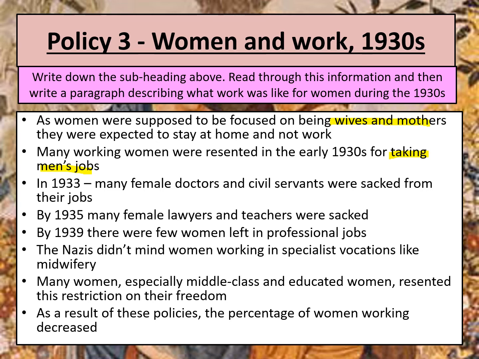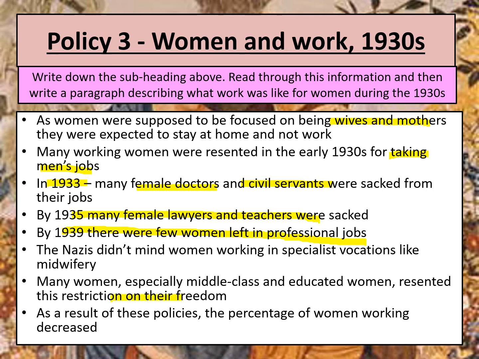From 1933, the year they came to power, they started sacking women from their jobs, especially jobs like doctors and being civil servants. They were the first to go. By 1935, lots of female lawyers and teachers had also been sacked, and by 1939, there was very few women left in professional jobs. Now, for some women, they liked these policies and they liked the fact they were now being supported with money to try and encourage them to have lots of children. But for women that had professional jobs, women that cared about being educated, women that had attended university, they found this really insulting and they didn't like the restriction on their freedom.